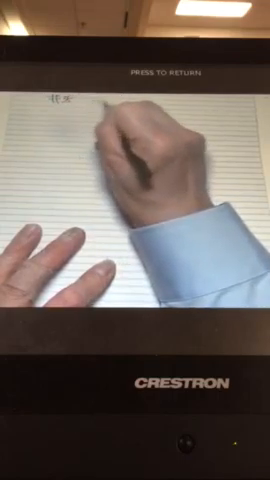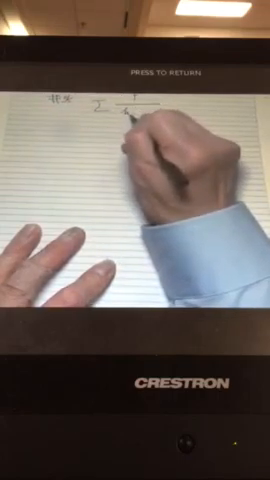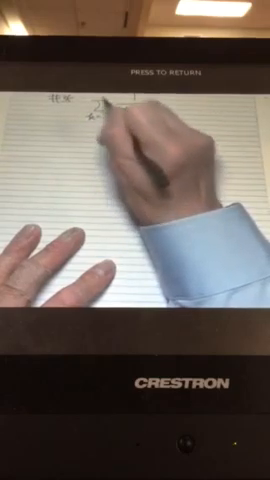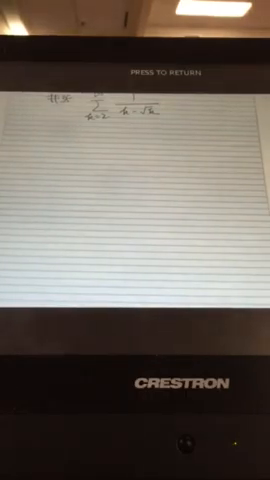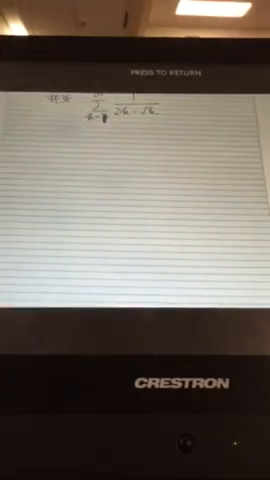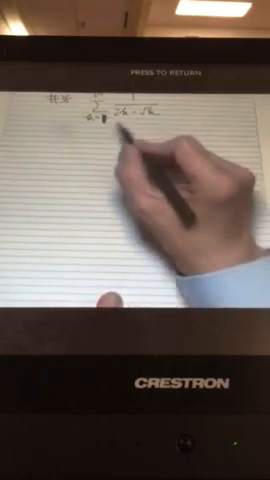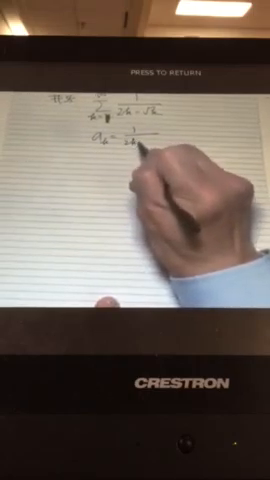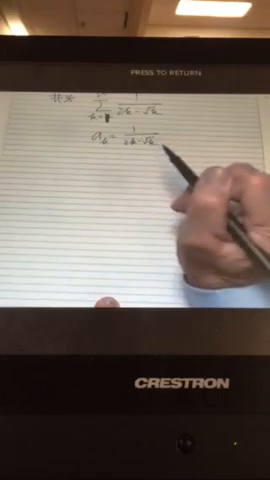So, summation of k minus square root of k came from two... no, I'm sorry, 2k minus square root of k. So it's k from 1. Okay, so this is my a_k. Again, I'm going to use the limit comparison test.